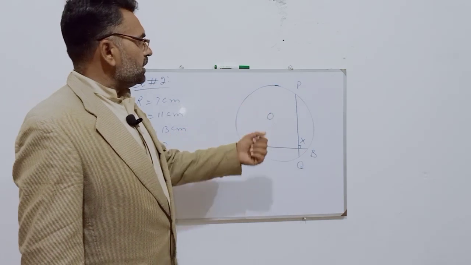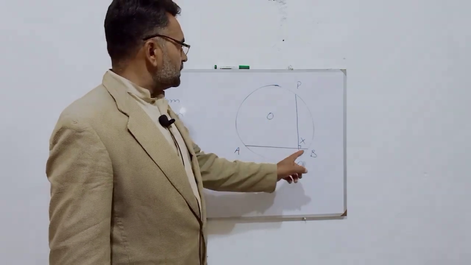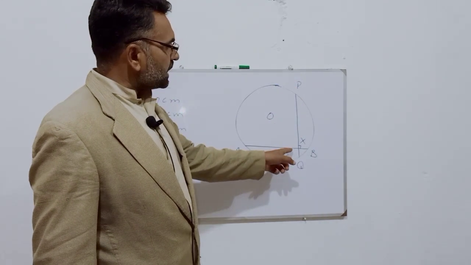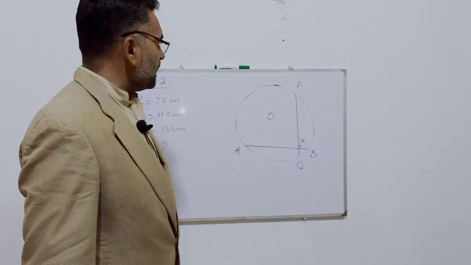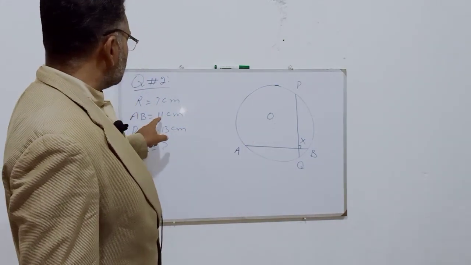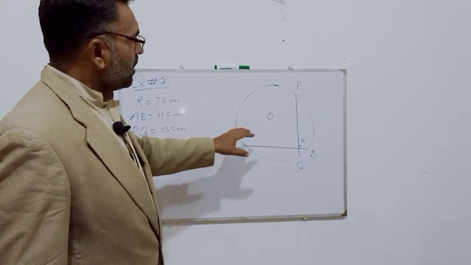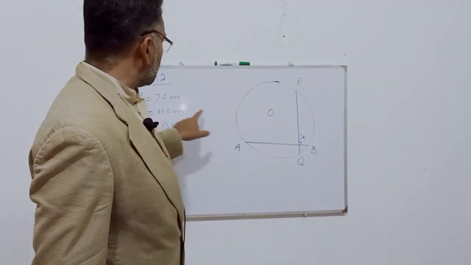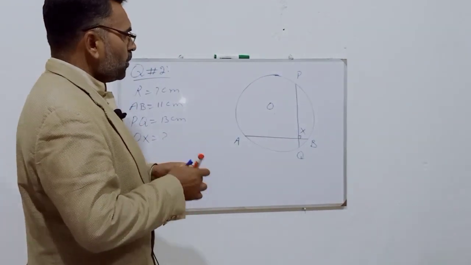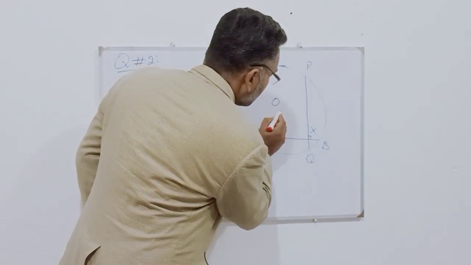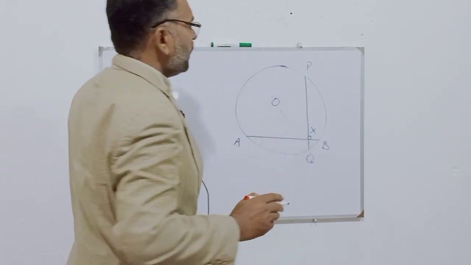In the figure, there is a circle with center O and two chords AB and PQ intersecting each other at point X at a right angle. The length of AB is 11 centimeter and the length of PQ is 13 centimeter, whereas the radius of this circle is 7 centimeter, and we have to find the length of OX. That is our requirement. OX we have to find.